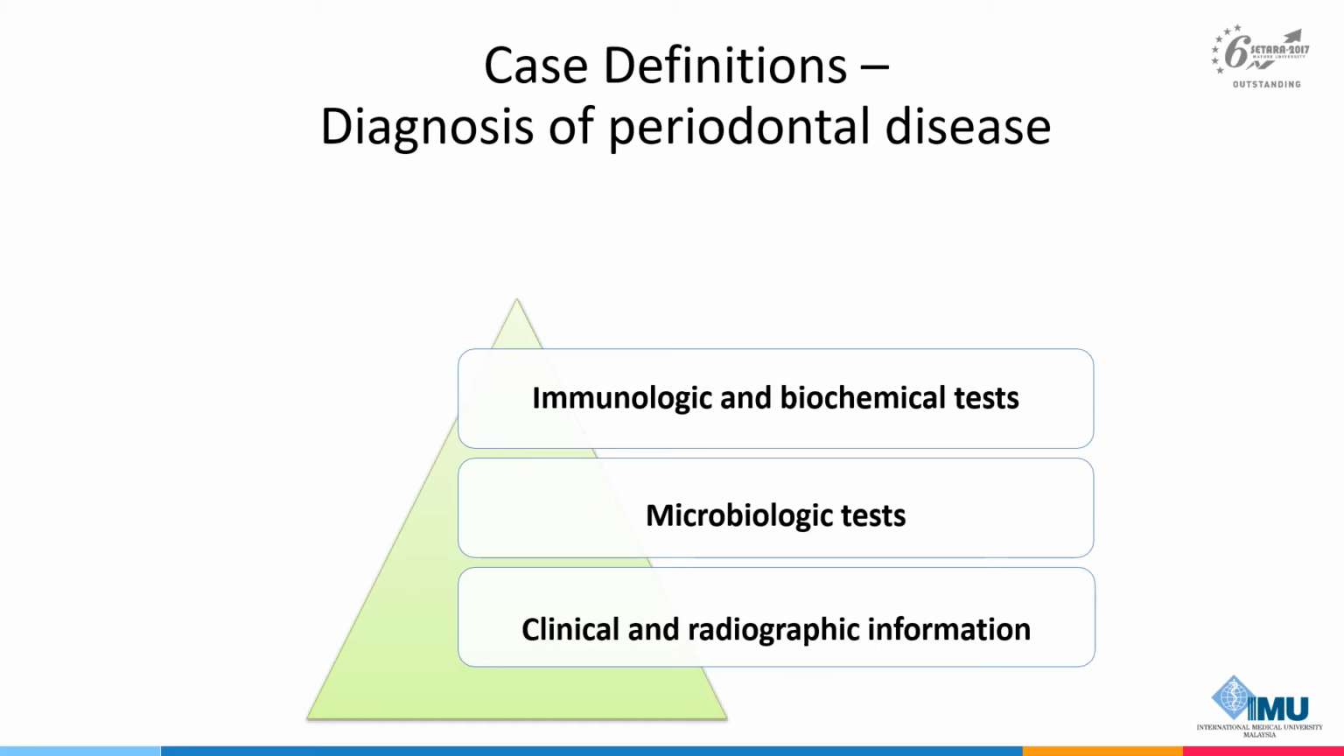The third one, or the most established one, is the assimilation of clinical and radiographic information such as bleeding on probing, pocket depth, attachment loss, and bone loss in the diagnosis of periodontal diseases.